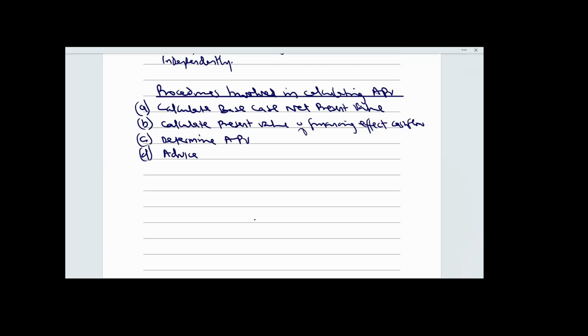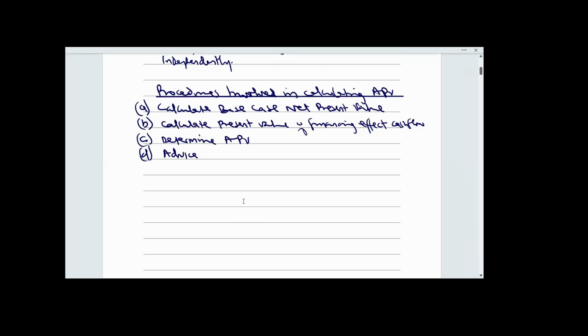You know, life would have been very easy for you on the day of your exam. If you are asked to calculate adjusted present value, you just carry out the four procedures I've given to you on the screen. You just go to the question, straightforward. Calculate base case NPV, calculate present value of financing effect cash flow, determine the APV, then you advise on the financial viability of the project. But it's not going to be like that. It's not as easy as I just called it. So there is a lot to be done under each of them, particularly the A and B.